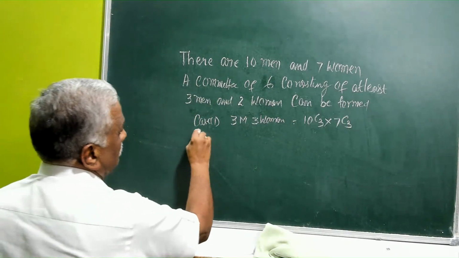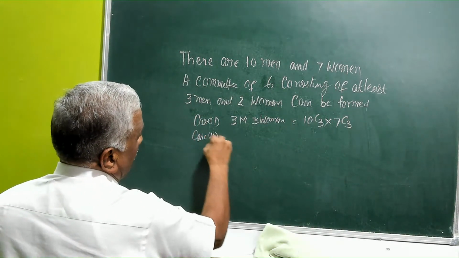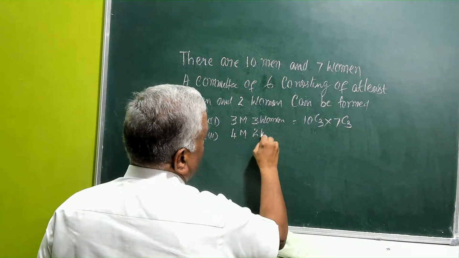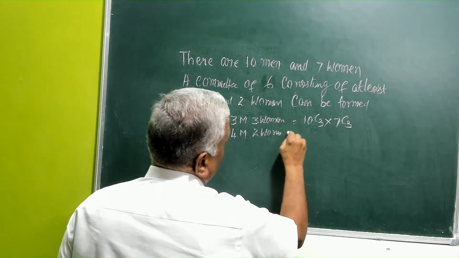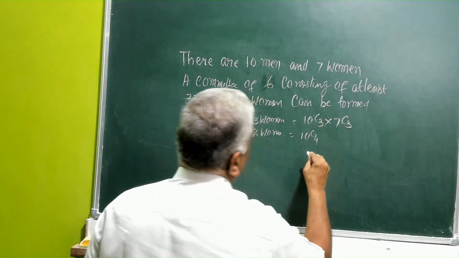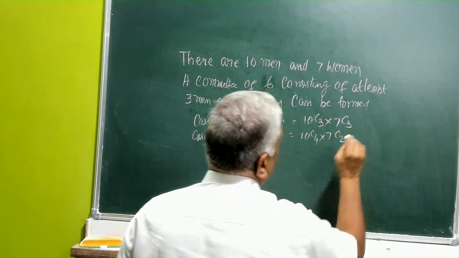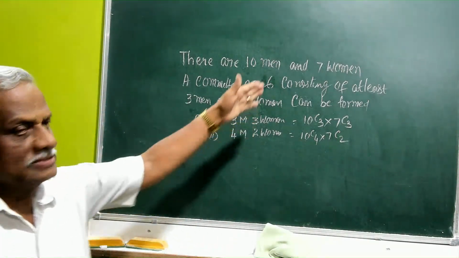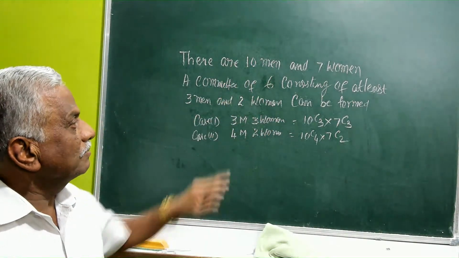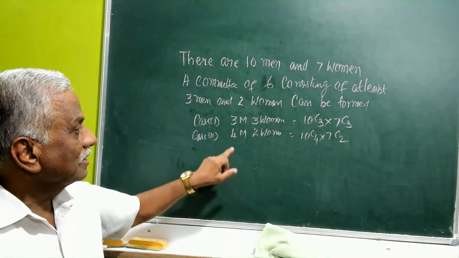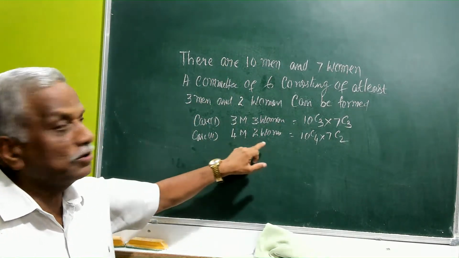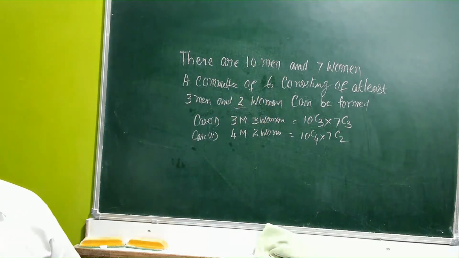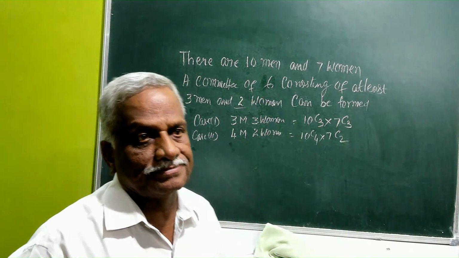Next, case 2. 4 men and 2 women. 4 men is 10C4 into 7C2. Now, case 3, 5 men. There are 10 men, and you can select 5 men. But the moment you select 5 men, you can put only 1 woman. But the condition is that there are also at least 2 women. Therefore, these are the only 2 possibilities.